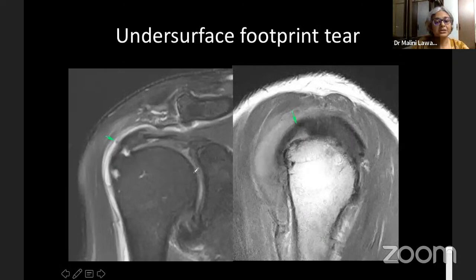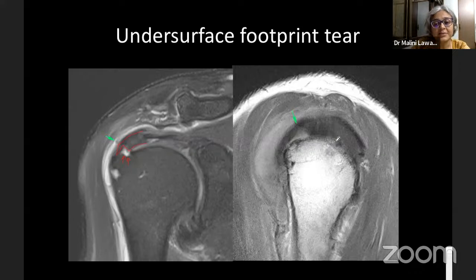Or you may have a partial thickness tear like this, where you can see this tear here is at the supraspinatus footprint. It involves more than 50% of the tendon thickness. Only these few bursal surface fibers are intact. So this is the intact tendon, and this bright signal is the tear.